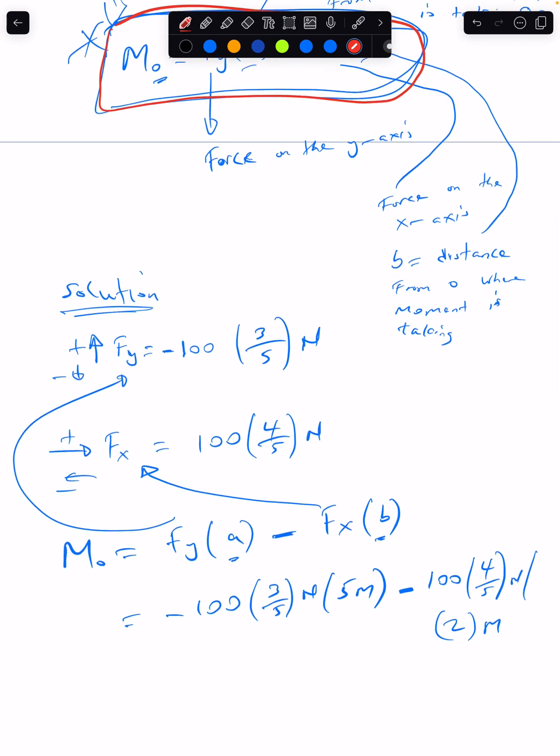And if you simplify this expression, the moment will give you negative 460 Newton meter. So the force moves in this direction, and that is how we solve that first problem. I'll do the second exercise now for you to see, and I hope you understand this exercise.